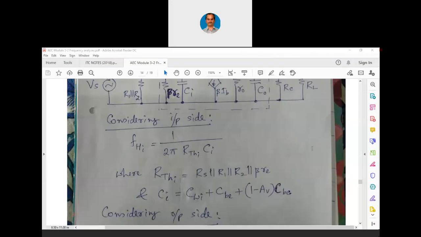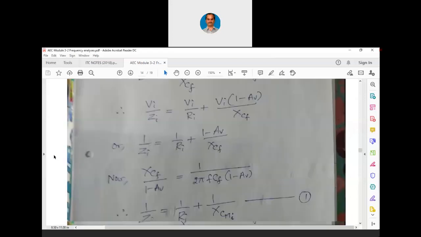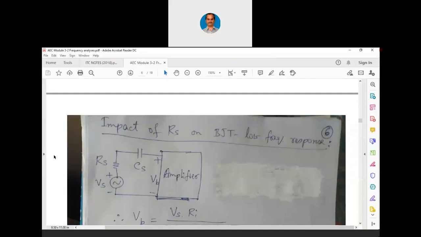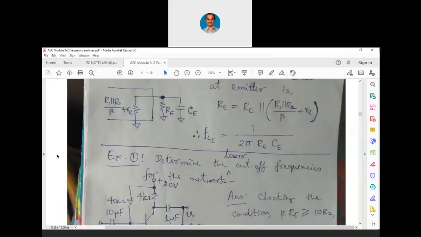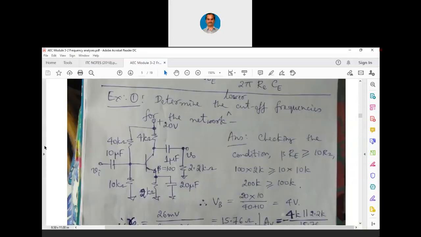Please show the diagram, sir, so that I can copy. Which diagram? The earlier circuit diagram. Okay, let me go there. But I will show only for a few minutes, because I will have to continue that way.